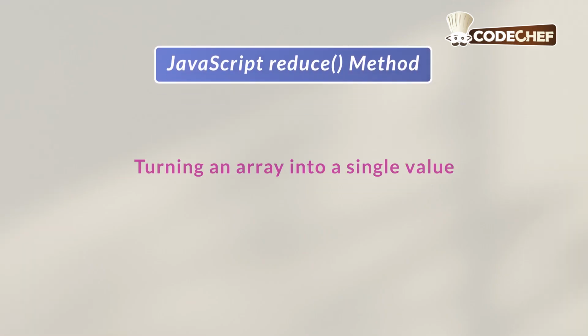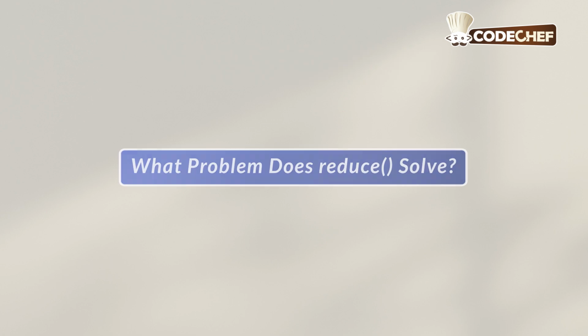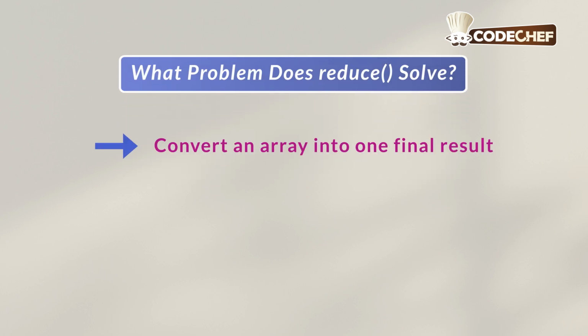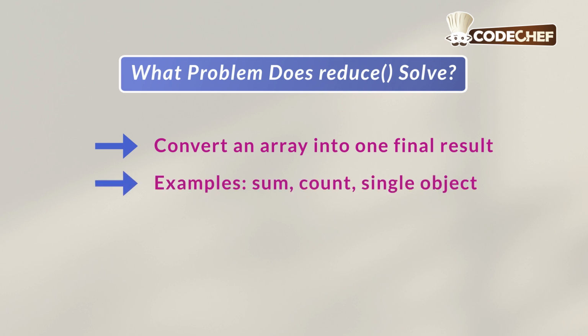So let us understand the JavaScript reduce method. As I told previously, the purpose of reduce is simple. It allows us to take an array and turn it into a single value. Now, what problem does the reduce method solve? Many times, we start with an array but don't want another array as the output. Instead, we want one final result like a total, a count, or a combined object. The reduce method is designed exactly for these situations.